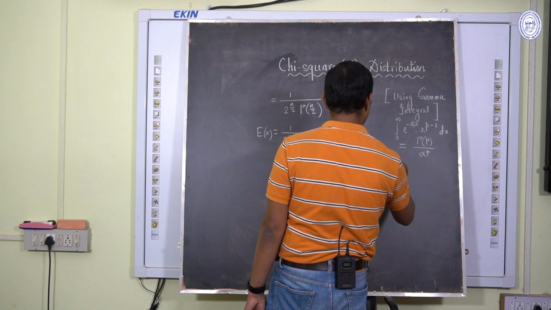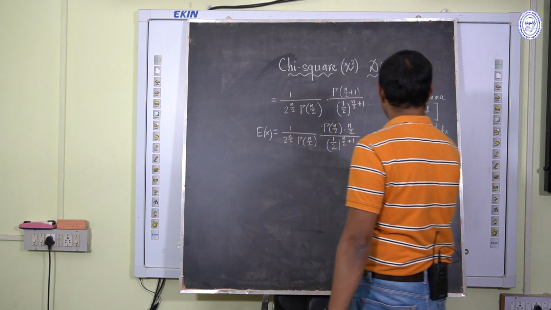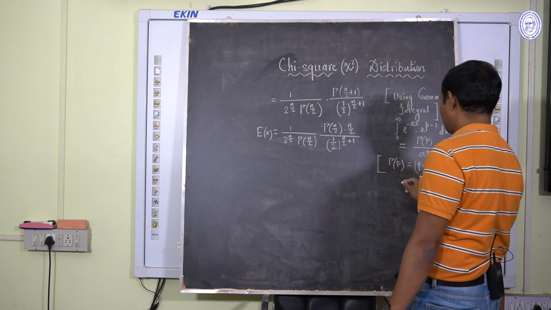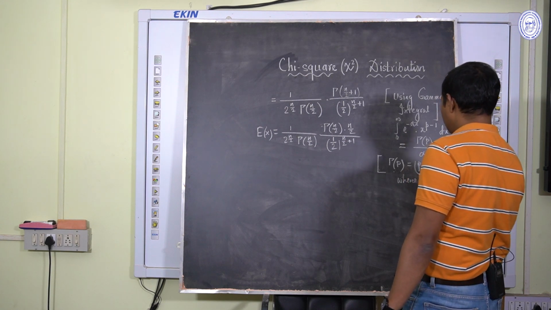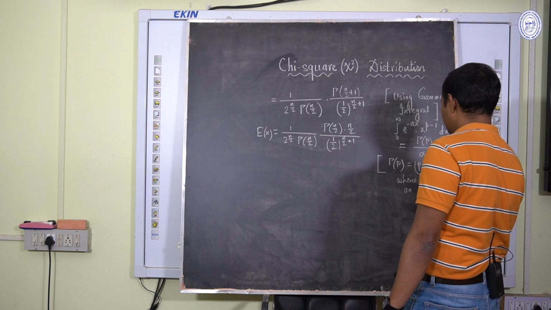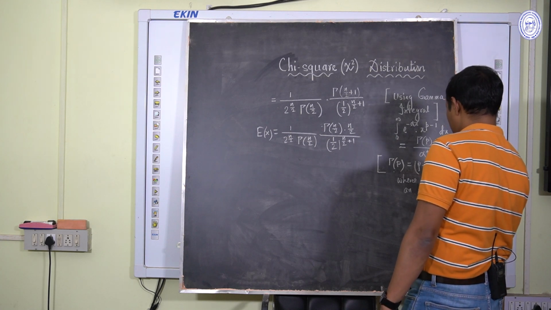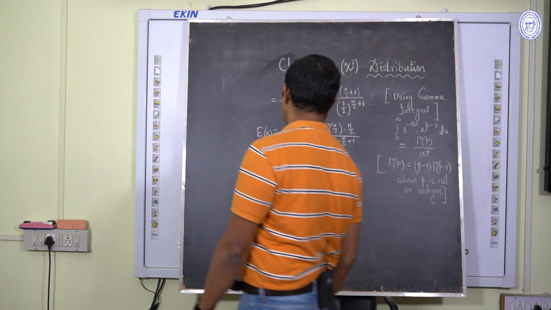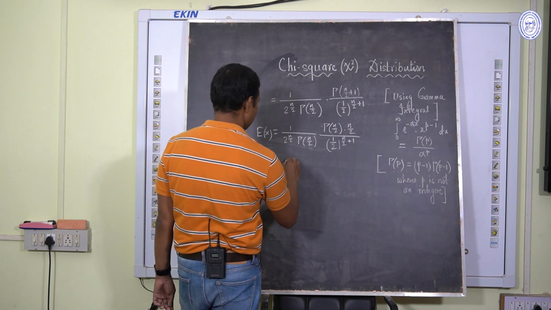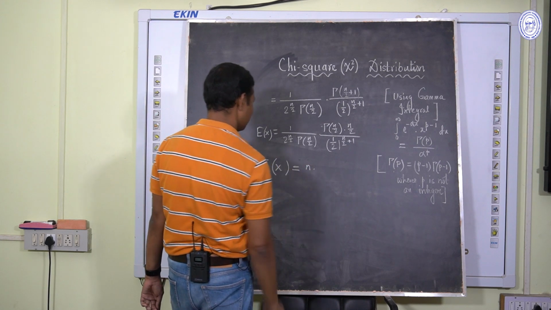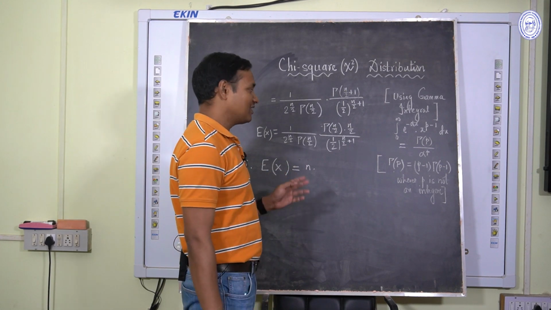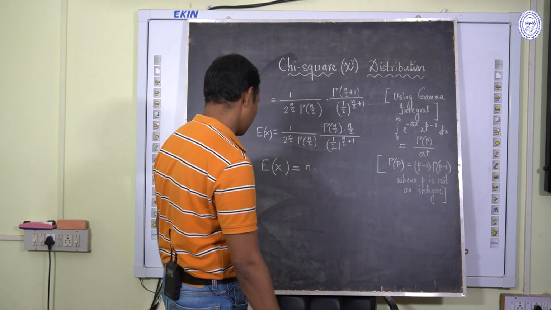Since gamma p equals p minus 1 into gamma p minus 1, where p is not an integer. Therefore, expectation x equals n, where n means degrees of freedom of the chi-square distribution. Hence, the mean of the chi-square distribution is n.